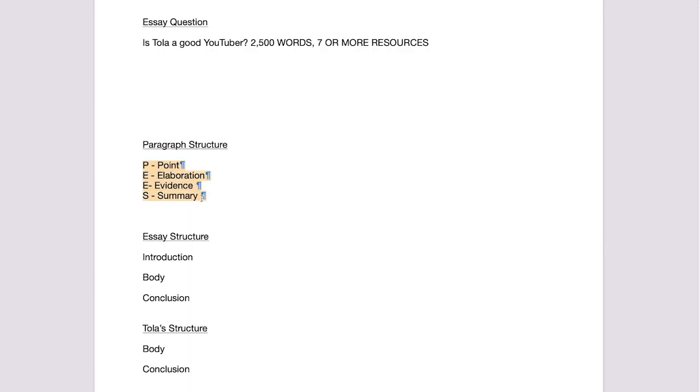So, in year 12, during my A levels, this was many years ago, my literature teacher came to class and, for some reason, which was of huge benefit to us as it turned out, wrote these acronyms on the board. P for point, E for elaboration, E for evidence, and S for summary. This was how we were to structure our paragraphs moving forward. So, one paragraph, one argument.